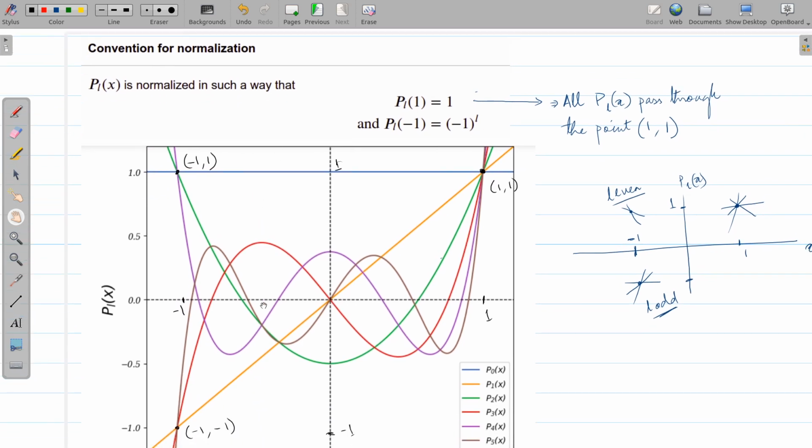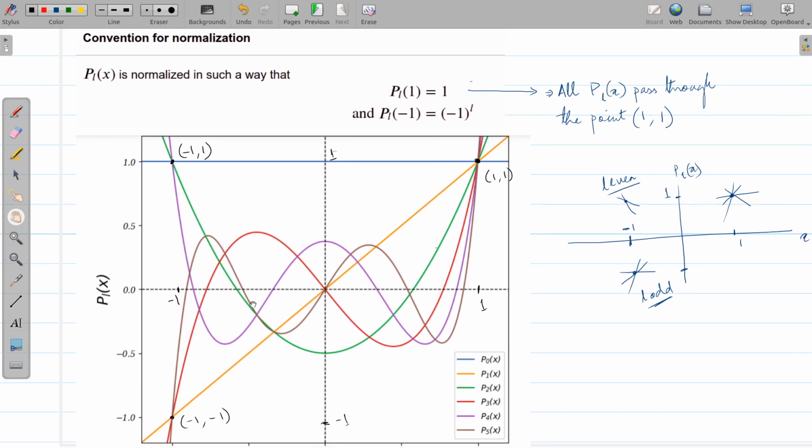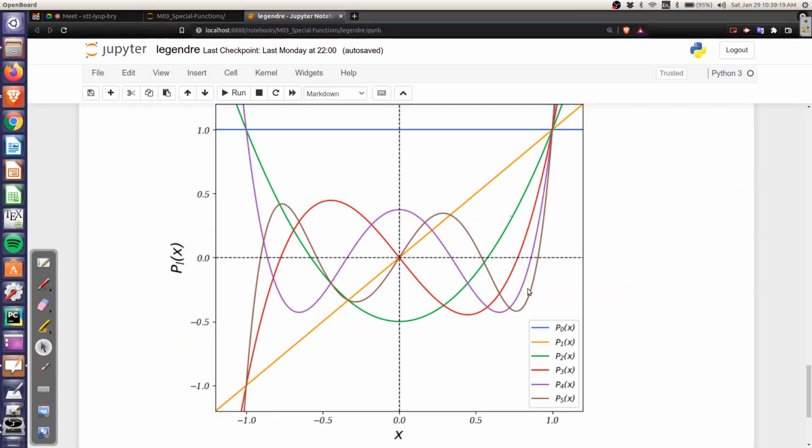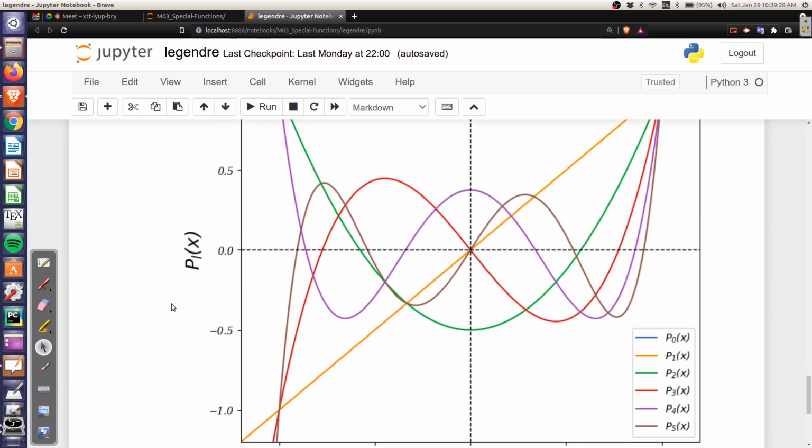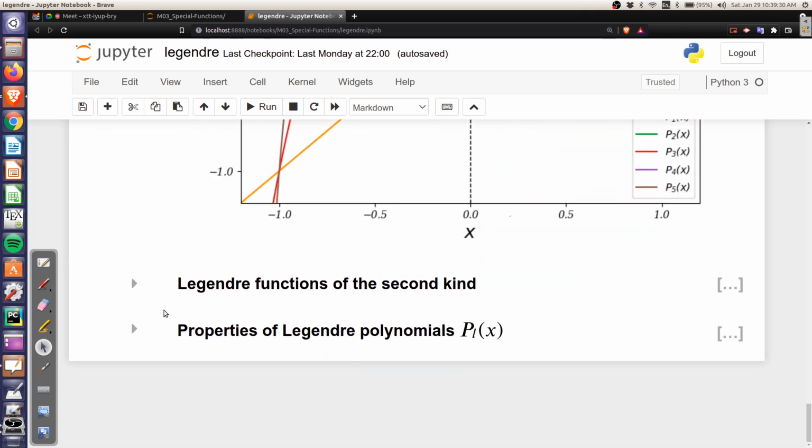Okay, is this clear, everyone? Any questions? Okay, so now let's proceed. So these are the first 5 polynomials. Now let's look at the Legendre functions of the second kind.